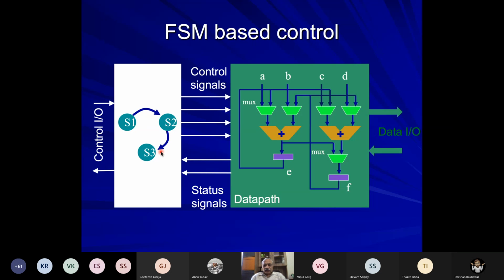The output of that machine is the set of control signals which are required by the data path, and the input is the result of some operations in the data path. These are called status signals, and that's how the machine progresses. This may have some signals coming in and going out, connected to the external world also. Okay, so this is a classical picture of a digital system, and that's how a simple system can be designed.